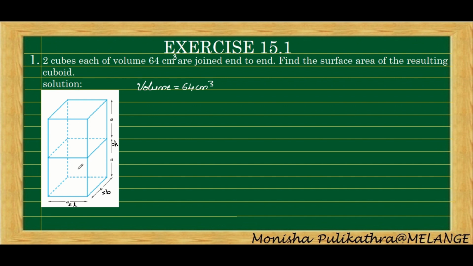When you join two cubes, it will become a cuboid. So two cubes when joined end to end will become a cuboid. Now we have to find out the surface area of the cuboid. We know that in a cube, all sides, length and breadth, will be equal. The given information is 64 centimeter cube, that is the volume of a cube.